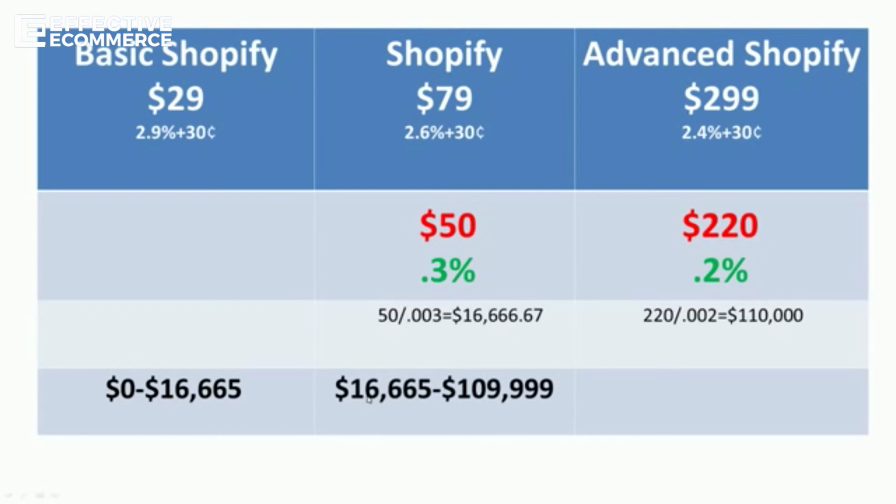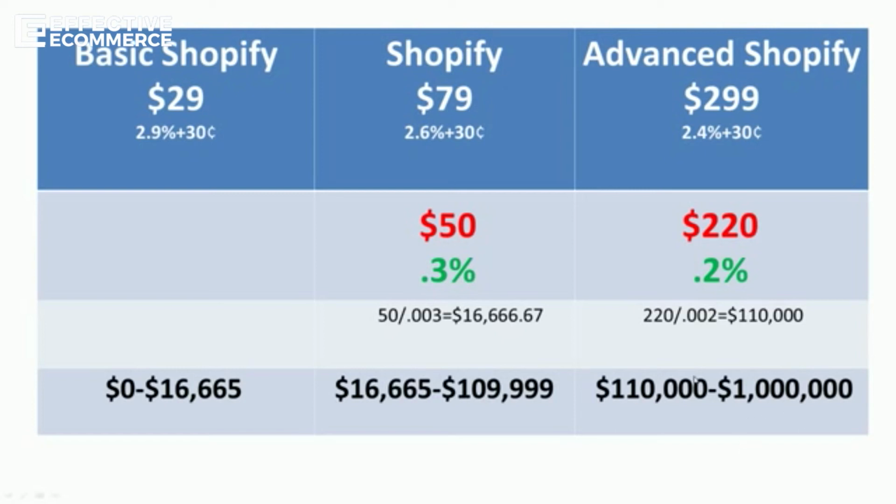Same thing here. If you're making between $16,665 and $109,999, you should probably be in the Shopify plan. If you're making more than $110,000, all the way up to about $1 million, you should be in advanced Shopify. Now, if you're making more than $1 million, they have a more advanced package for you. But if you're making more than $1 million, you're probably not watching. This is per month, so all these numbers are per month. So $0 to $16,665 per month, go ahead and go with basic Shopify. Then Shopify is this amount right here, and then advanced Shopify is this amount right there per month.